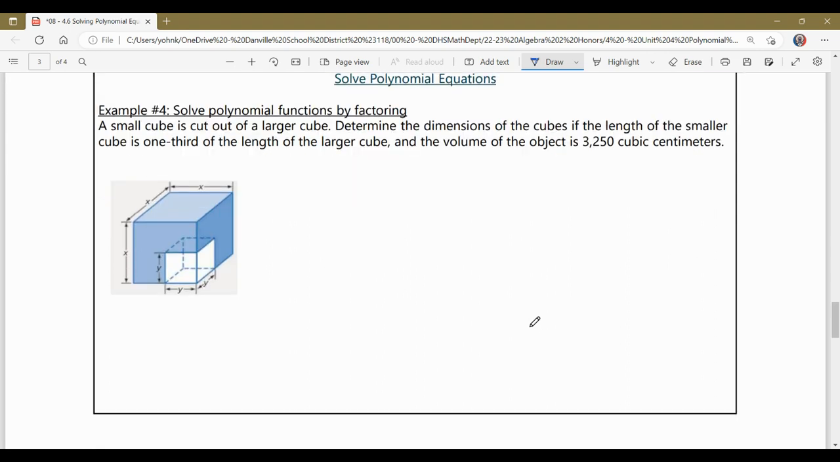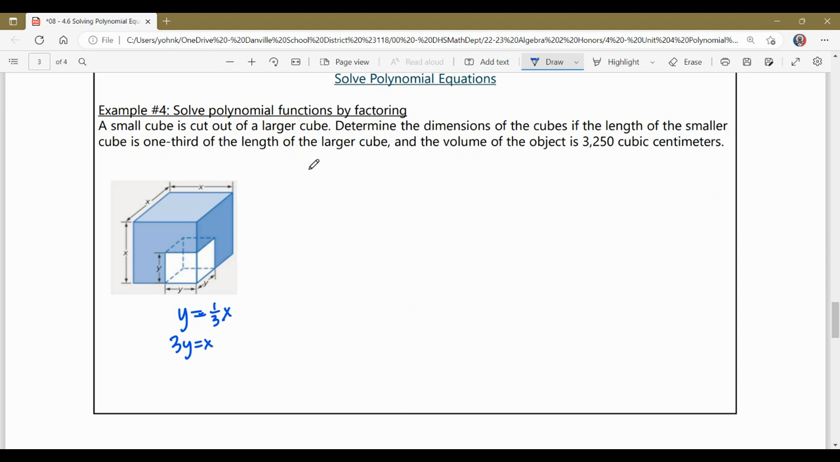Okay, number 4 is a word problem. A small cube is cut out of a larger cube. Determine the dimensions of the cubes, if the length of the smaller cube is 1/3 of the length of the larger cube, and the volume of the object is 3,250 cubic centimeters. Well, it says that the length of the smaller is 1/3 the length of the larger. So the length of the smaller y is 1/3 the length of the larger x. Now, I don't really want to have to deal with fractions, so I'm going to multiply both sides by 3, and I'm going to get 3y equals x.